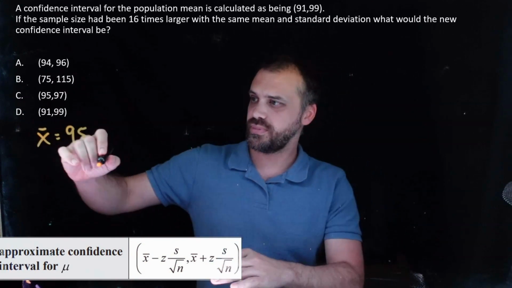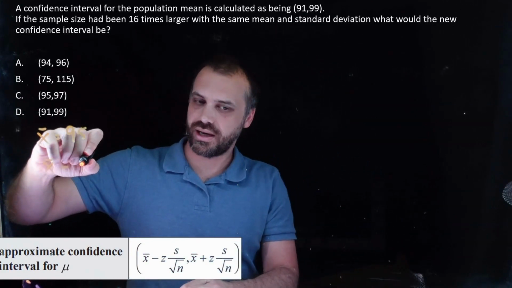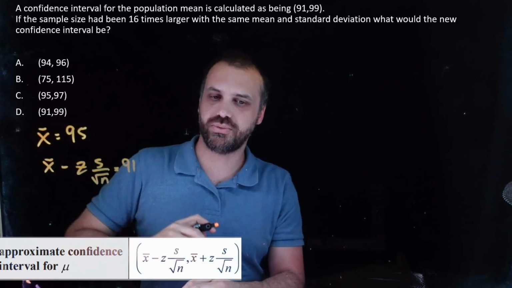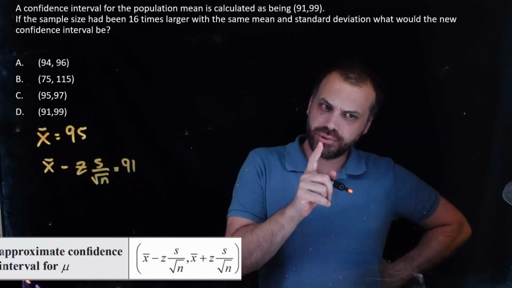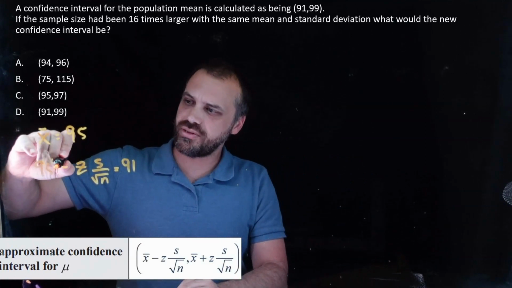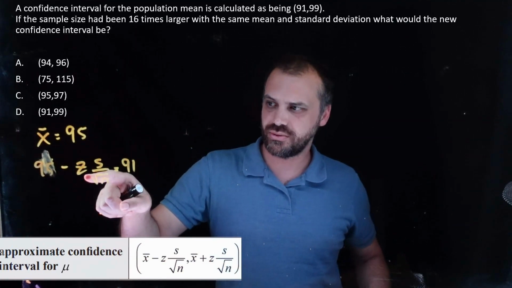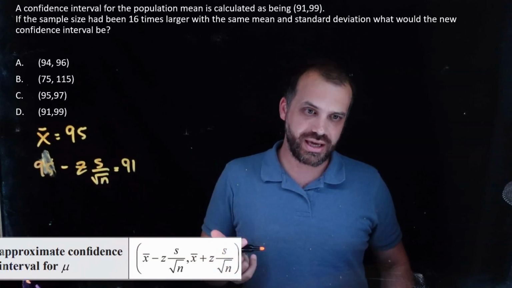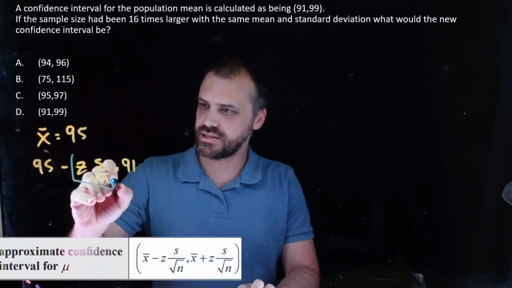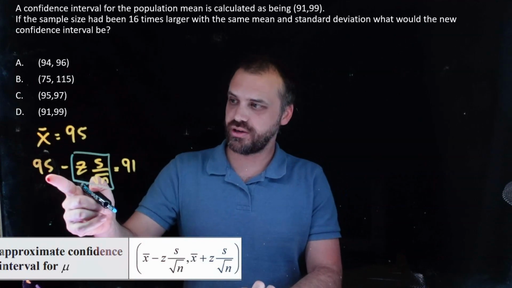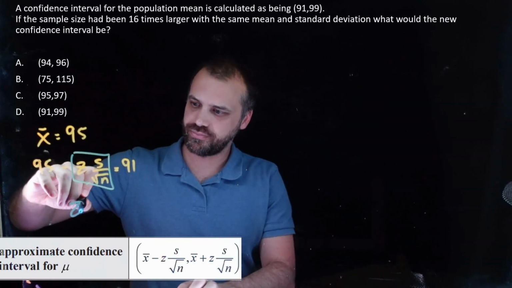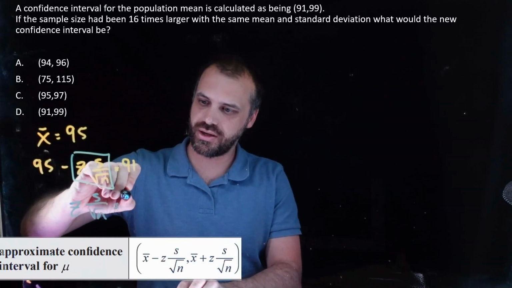And we know that x bar minus z s over root n equals 91. Okay, we know that. The problem is that we don't know anything else. We know that x bar is 95, sorry. We don't know what z is, we don't know what s is, and we don't know what root n is. But we know what the three of them grouped together is. We know that this is equal to 4. 95 minus 4 is equal to 91. The margin of error is 4. So z s over root n equals 4.